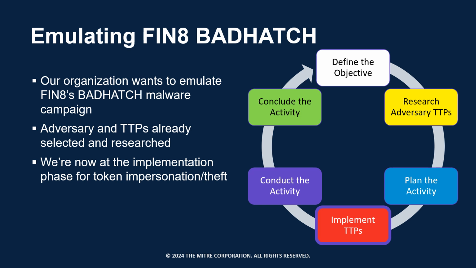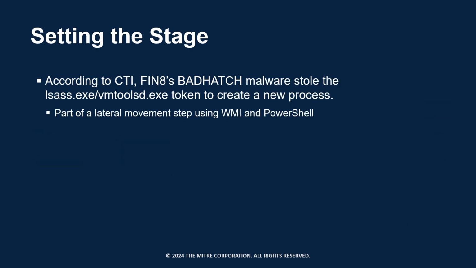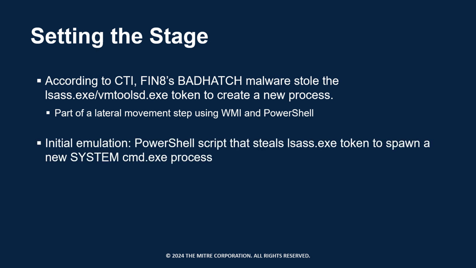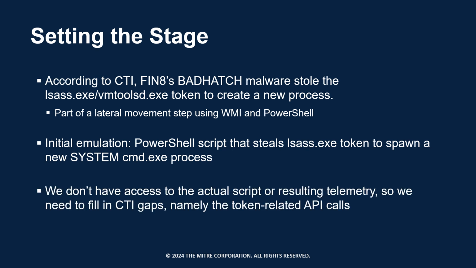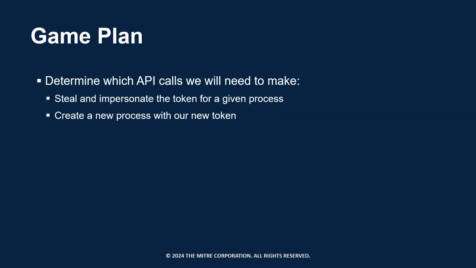In particular, as we saw earlier, the available CTI article showed us the overall context surrounding the token impersonation. If we want to emulate the access token manipulation behavior in this campaign, we can start by emulating. In our case, we don't have access to the real PowerShell script that was used in the bad hatch campaign. Breaking down our implementation plan further, we have the following recipe.